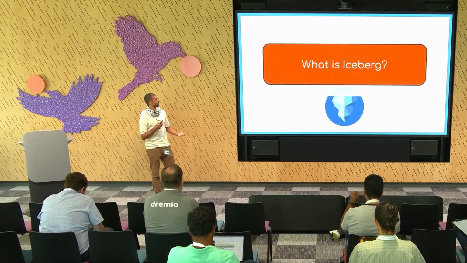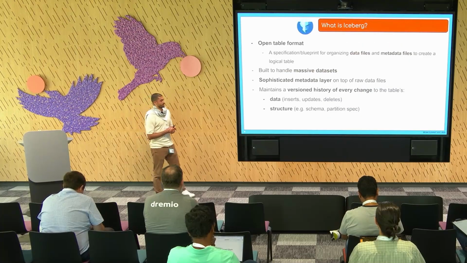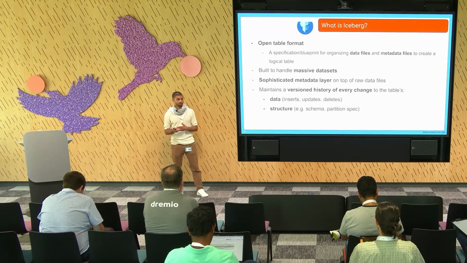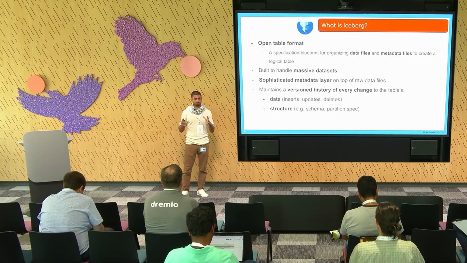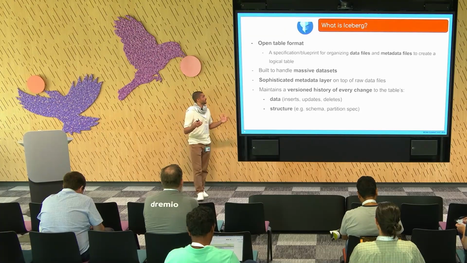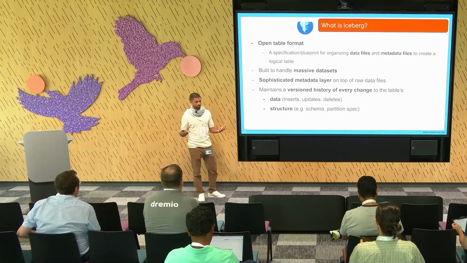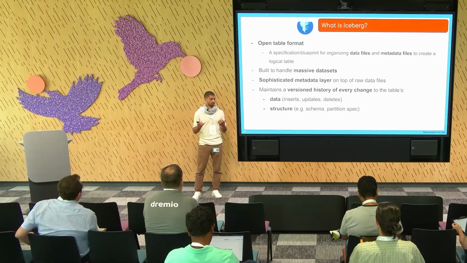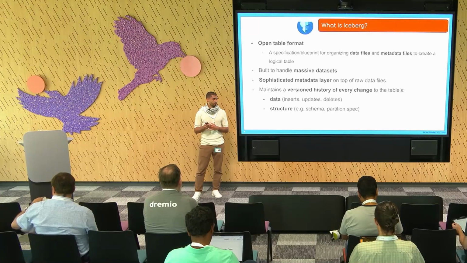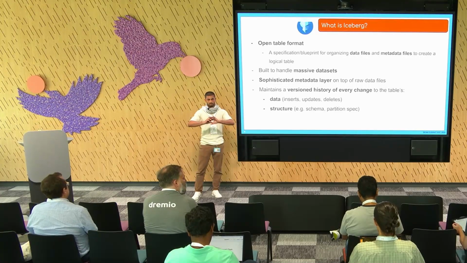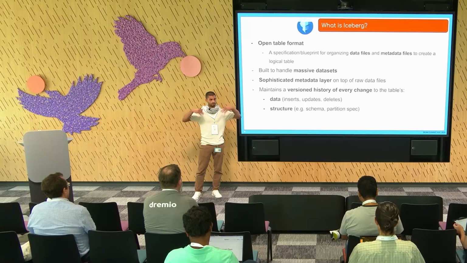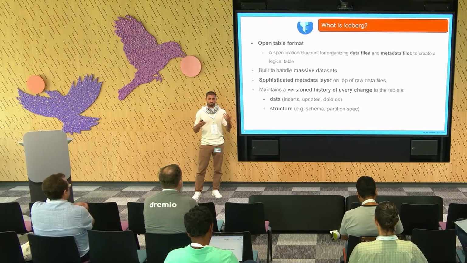So yeah, what is Iceberg? Iceberg is an open table format, which basically means it's just a specification or a blueprint for how to write data and how to write metadata about that data to create a logical table. And it's built to handle large scale data sets. So yeah, it's a layer of data files. And on top of that is a bunch of metadata that allows a bunch of advanced features that we'll see soon.